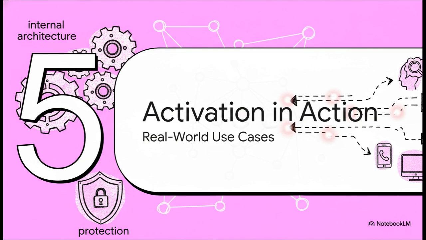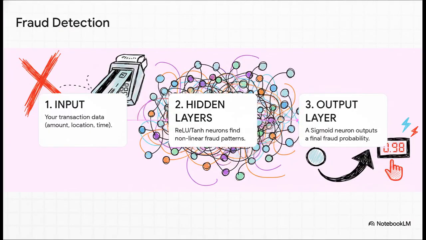But why does any of this matter to you? Well, because these simple decision makers are working behind the scenes for you every single day. Let's see how. Think about it. Every single time you swipe your credit card, a network just like this is analyzing that transaction. The hidden layers, probably running on fast ReLUs, are hunting for any weird nonlinear patterns. Then, that final output layer uses a sigmoid to spit out a single probability score. If it hits, say, 0.98, your bank blocks that transaction in milliseconds to protect you.